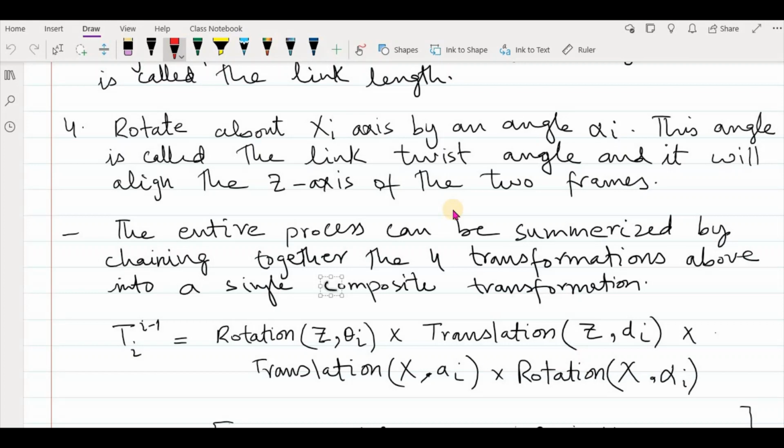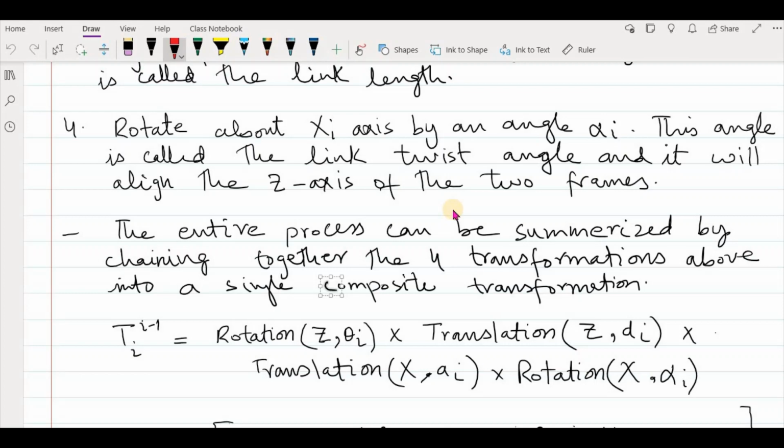The entire process can be summarized by chaining together the 4 transformations above into a single composite transformation. So we have seen that we did 4 transformations. First, a rotation about the z-axis with theta i. Then a translation along the z-axis with a distance di, multiplied by another translation along the x-axis, where the distance was ai, multiplied by a rotation about the x-axis, where the angle was alpha i.